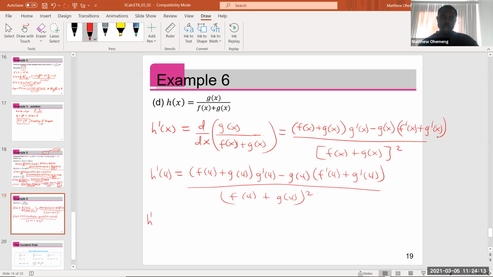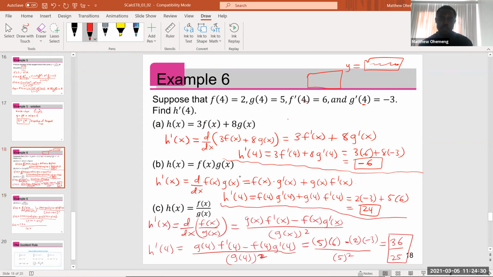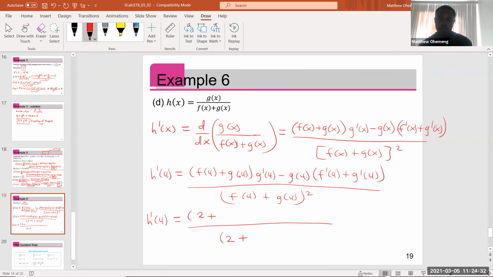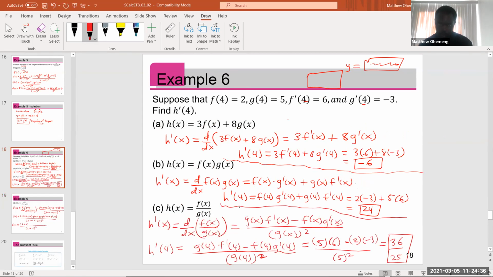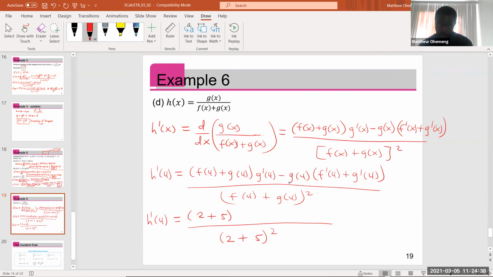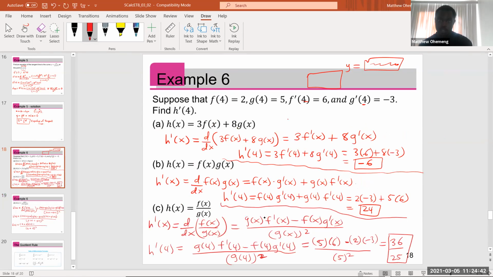So moving on, I have h prime of 4. So then I just pick my numbers and plug them in, right? So what's f of 4? F of 4 is 2. So that'll be 2 plus g of 4. G of 4 is 5. So 5 is here, squared, 5. And then g prime of 4. G prime of 4 is negative 3, and then minus g of 4. G of 4 is 5.